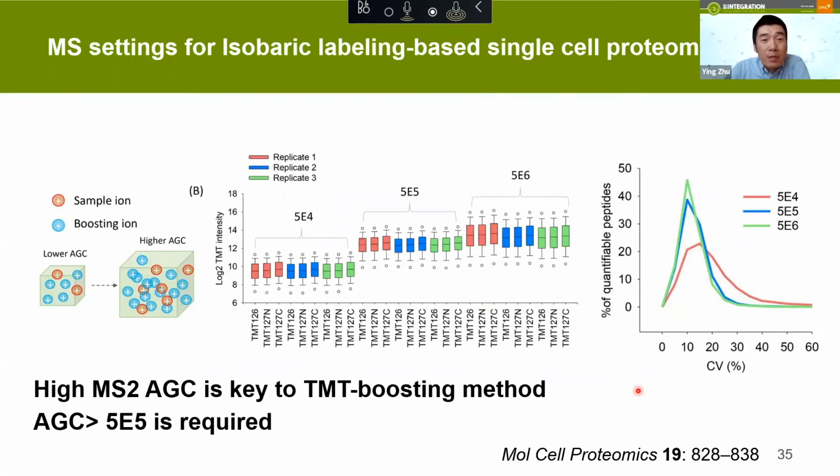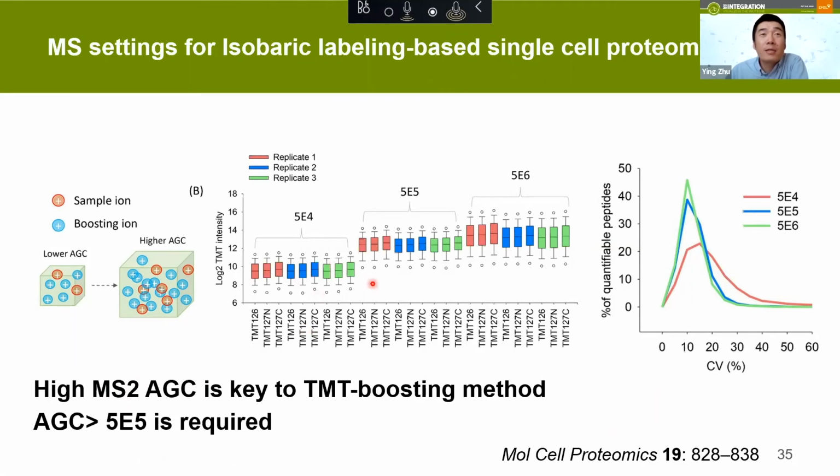For isobaric labeling, it's a different story because we have a carrier channel or boosting channel. What we found out is if we use the similar setting, we have more trouble, because if one channel has 100x more ions, more proteins, and you do AGC trapping, all the ions are actually not from your single cell, they're from the carrier protein or booster protein. So to increase the detection of the single cell ions, we have to increase the AGC setting. So we usually use a very high AGC setting for isobaric single cell proteomics.